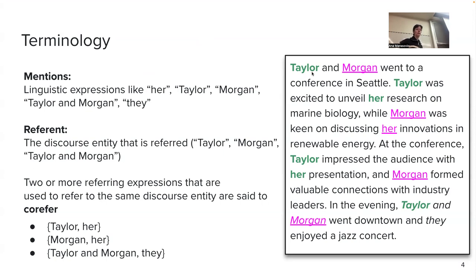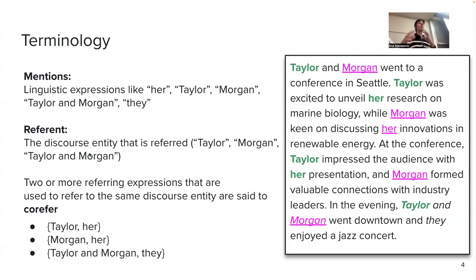Referent is going to be the discourse entity that is referred to. So we have basically three entities here: Taylor, Morgan, and Taylor and Morgan, they, together making a single entity as well. Maybe there is a formal way to introduce a discourse entity, but the way I like to think about it, you are reading a piece of text and you are making this mental model of, okay, there is this person, this group of people. So every single one of these individual actors or groups of actors can make a discourse entity.